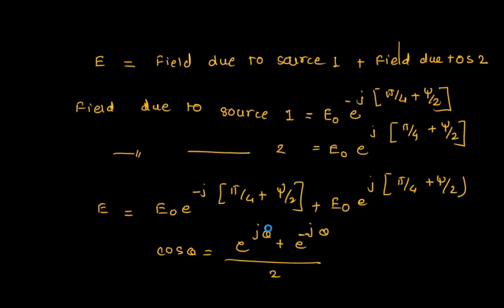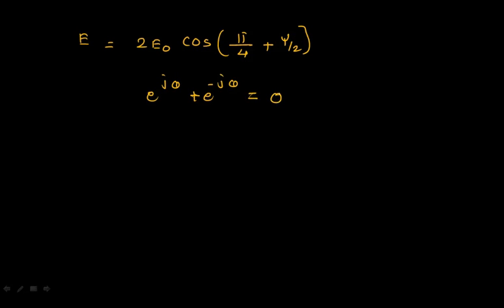So my equation here will become E is equal to 2E0 cos of pi by 4 plus psi by 2. So this is my equation. Now we know that e raised to j theta plus e raised to minus j theta will be, sorry, not 0. What we have seen is 2 cos of theta. So this will be the naive equation which you have got.